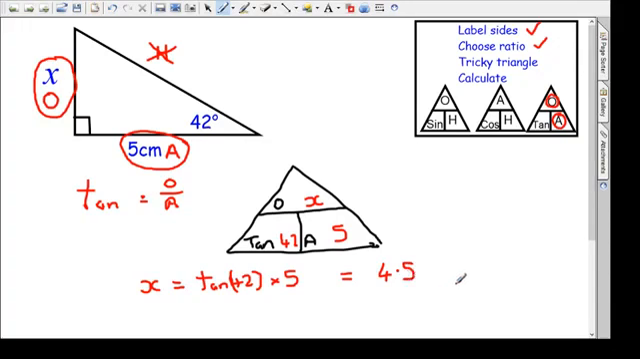So 4.5 centimeters. We go back and have a look at the triangle. We think, yeah, that seems okay. If it had come to 120 centimeters, then we would have known that it was wrong. But that seems like a number roughly in the right area, so that's okay. Okay, so that's our answer. Let's do another one.